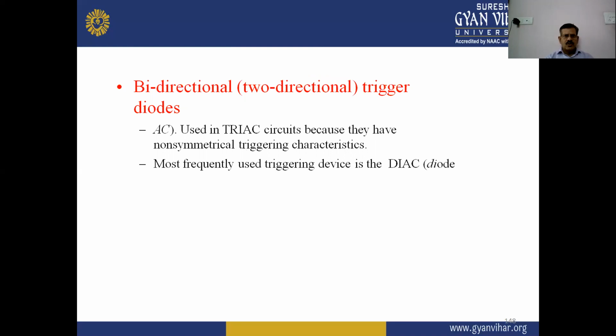Next, the bidirectional trigger diode. DIACs are used in TRIAC circuits because TRIACs have non-symmetrical triggering characteristics. The most frequently used triggering device is the DIAC or diode.